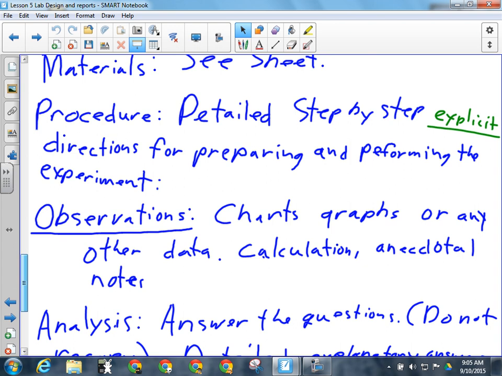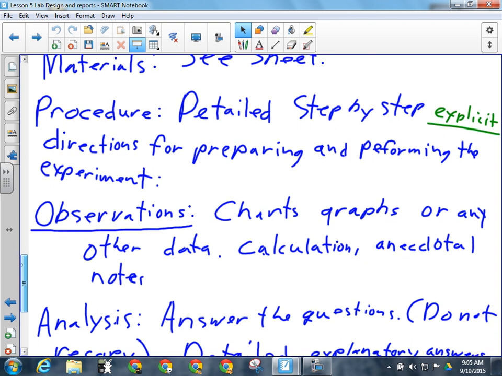Okay, for analysis. After your observations, what you have to do is look at the data you got. What does it say? What is it telling me? Okay, and so you're comparing it essentially and looking at, does it agree with some of the things I said? What does this observation mean? Okay, those kind of things. So that's what usually goes in analysis.